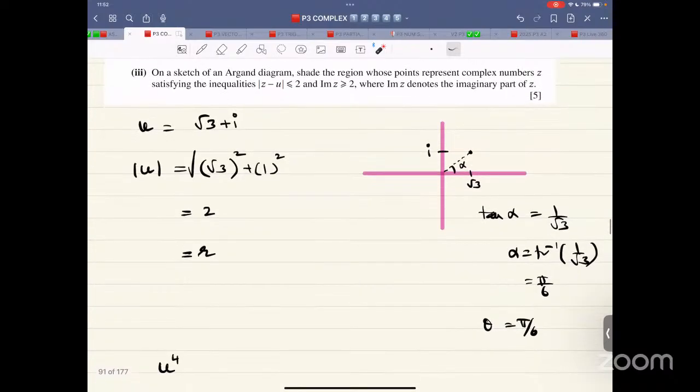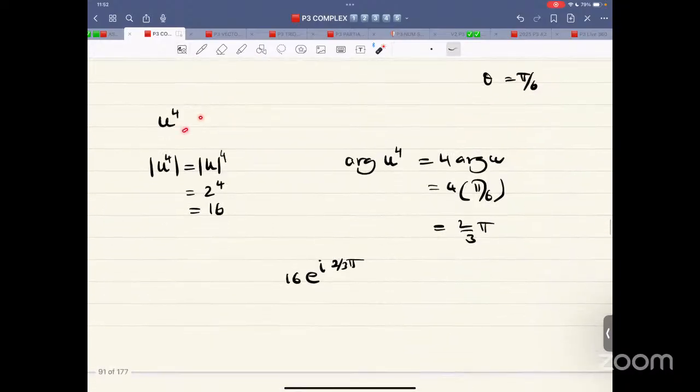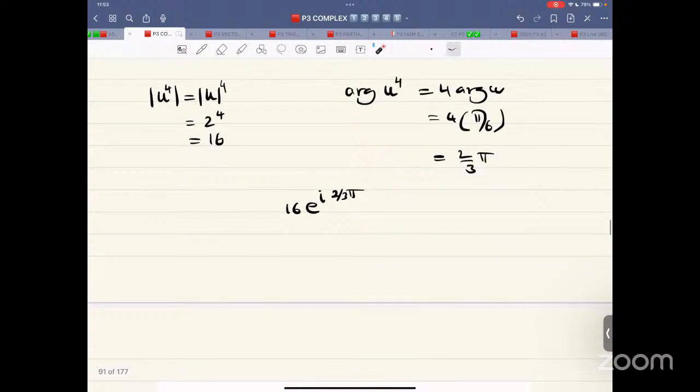So now u is root 3 plus i, first quadrant, basic angle is pi by 6, theta is pi by 6, magnitude of u is r, which is 2. U raised to power of 4, that is 2 raised to power of 4, which is 16. Argument of u raised to power of 4, 4 times argument of u, that is 2/3 pi. So this is r, this is argument. So 16 e to the i 2/3 pi.